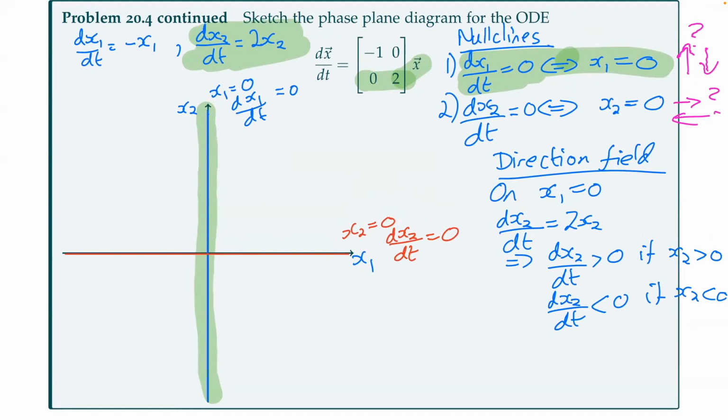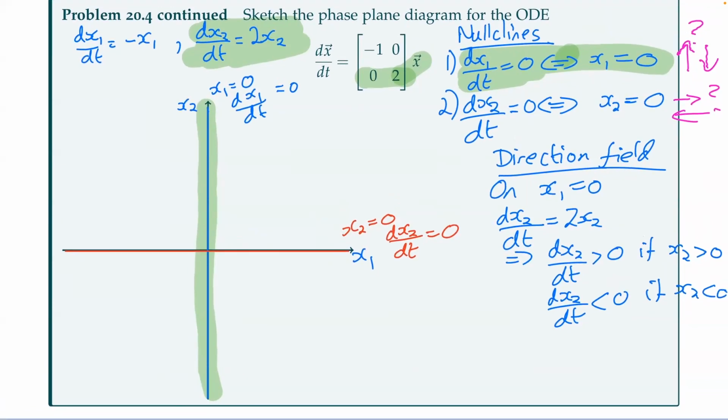That means I can draw on some arrows here: when we're above the axis, so when x2 is positive, our arrows are going to be moving up. When we're below, our arrows are going to be moving down. You notice we have an equilibrium here. When we move through an equilibrium, the direction of our arrows is going to change.